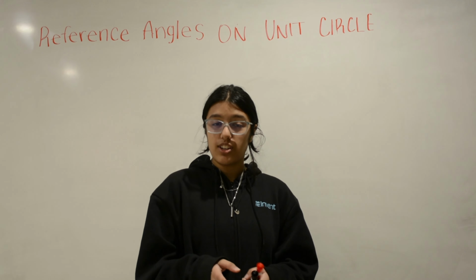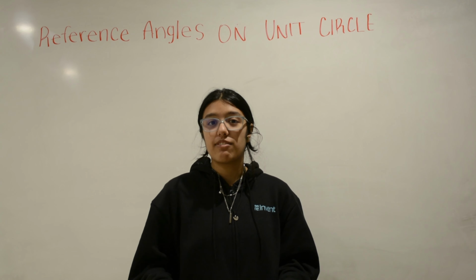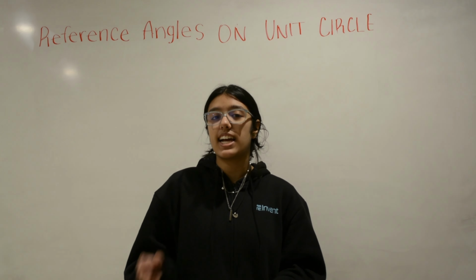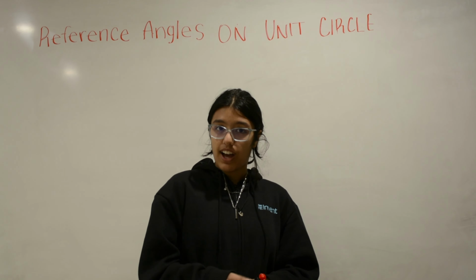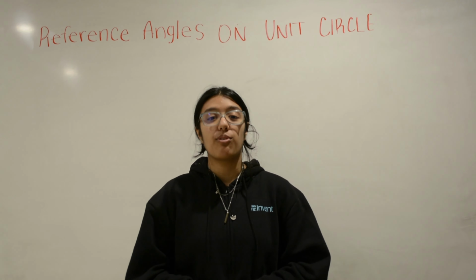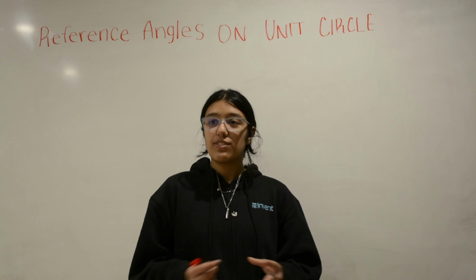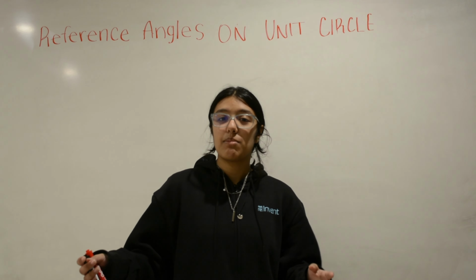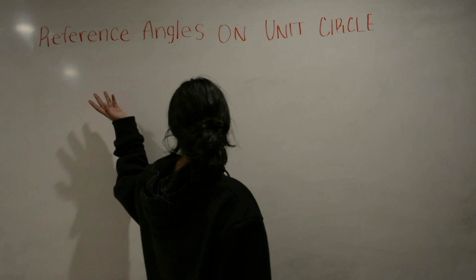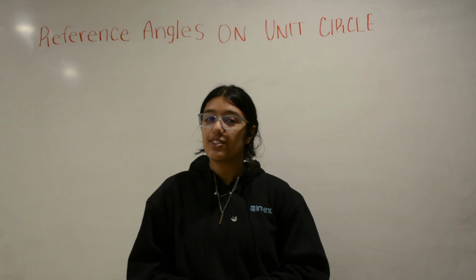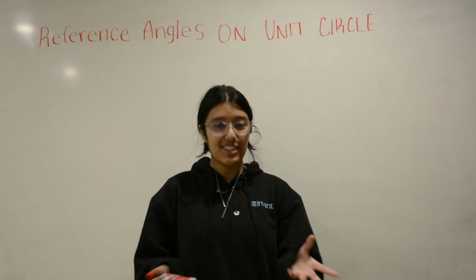And with this knowledge, we're going to expand on that and we're going to find sine, cos, and tan of these values in the second, third, and fourth quadrant. So if you know all this, then you are more than capable to find reference angles on unit circles. So without further ado, let's just get started.